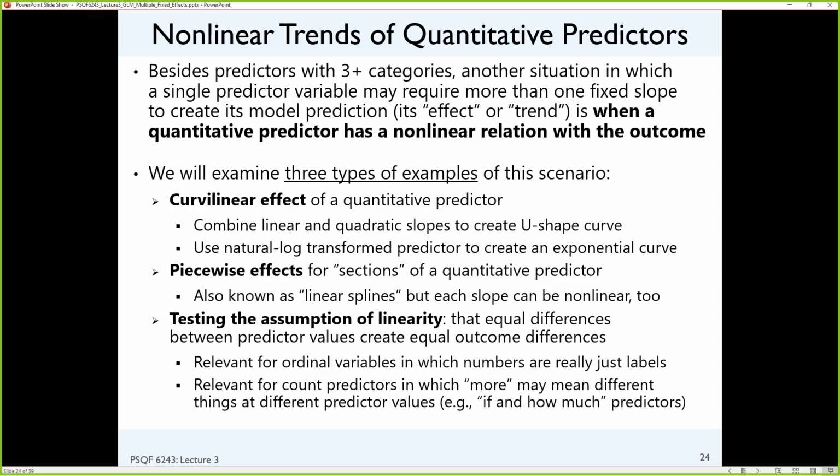We're going to look at an example with education, where we look at whether one more year of education has a different impact if you're going from 7th grade to 8th grade than if you're going from 13th grade to 14th grade. So those are all examples of nonlinear types of relationships in which we're going to need more than one slope to capture the effect of a predictor that has a nonlinear relationship with the outcome. And last but not least, what to do with ordinal variables and whether or not you can treat them as interval. That's a special case of this as well.